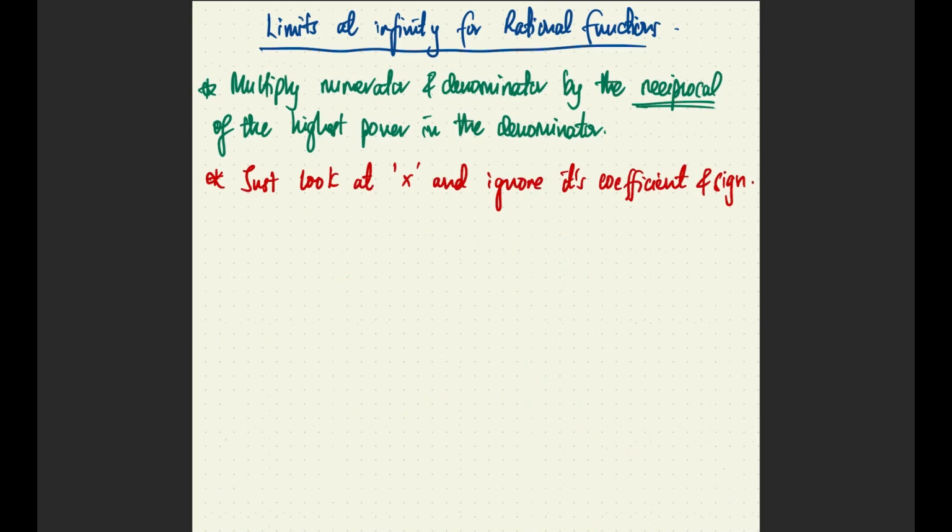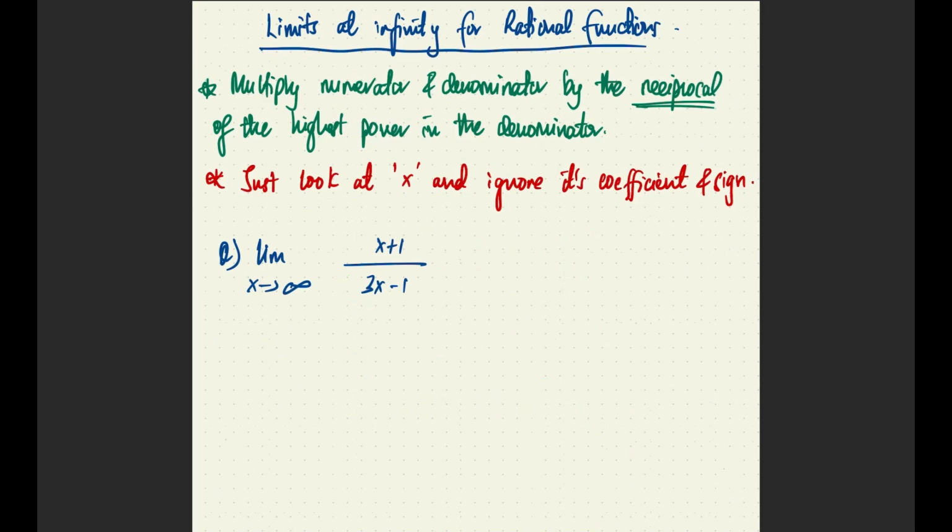Okay, so now let's look at limits at infinity for rational functions. So in very simple terms, a rational function is simply a function that has a polynomial divided by another polynomial. So for example, if we're told to find the limit as x approaches infinity of x plus 1 divided by 3x minus 1. So straight away we know that this is a rational function because there's a polynomial in the numerator divided by another polynomial in the denominator. So what do we do in this case?